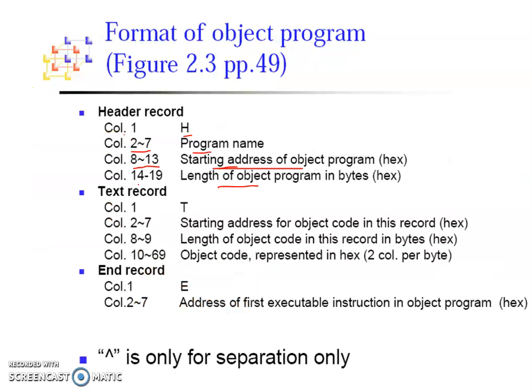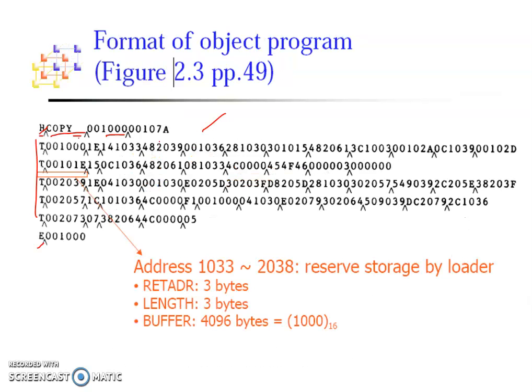Then columns 14 to 19 indicate the length of the object program in bytes, and the length can be found by subtracting the starting address from the current LOCCTR value. We get 1079. In this case 107 is written towards the end, and the first locations are filled with 0. You need to occupy the last digits.